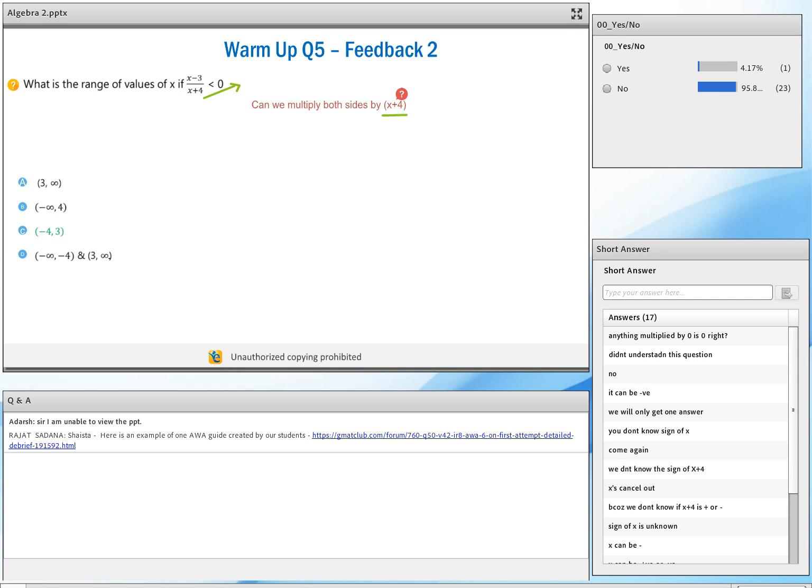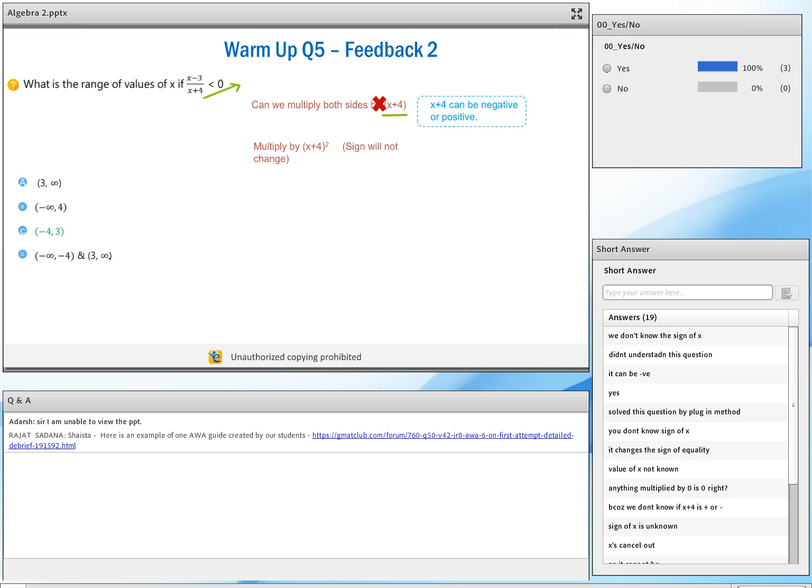Now why do I care about that? Because if you remember, in inequalities we have to be very careful when we multiply both sides by a negative number. We need to flip the sign of the inequality, right? In this case, we don't know if x plus 4 is greater than 0 or less than 0, so I cannot simply multiply both sides by x plus 4. But I still need to solve this inequality. Now what if I multiply both sides by x plus 4 whole squared? Can I do that?